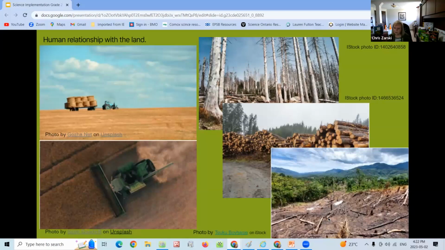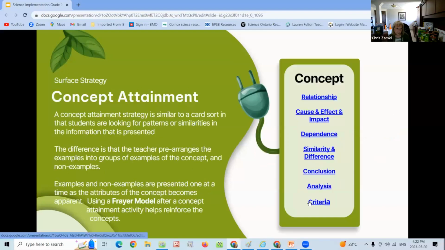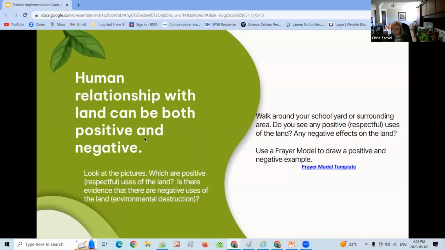If we're cutting down the Amazon forest, right, there's a huge component to the oxygen that we need in the world. So are we doing ourselves a favor or not? So again, it's talking about those pros and cons from both sides. Everything can have a positive and a negative. Can the students find that? Human relationships with land can be both positive and negative. I could come up with the Frayer model. I could also use a Venn diagram, right? So that would be another place that I could do something.